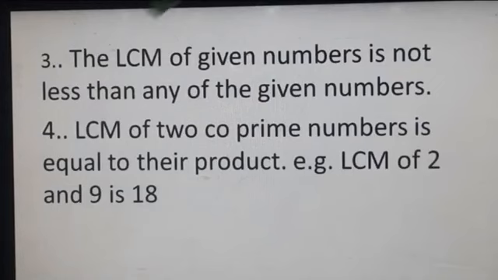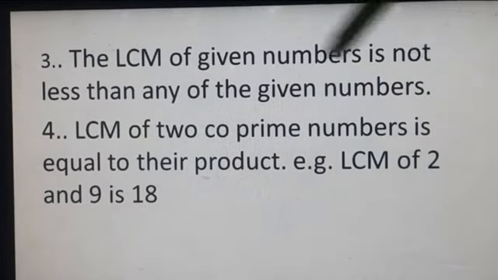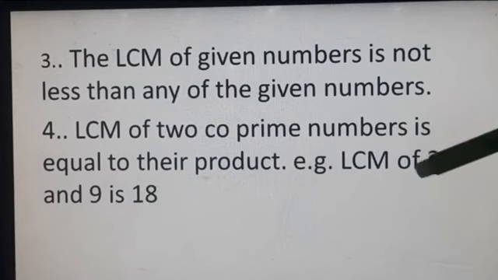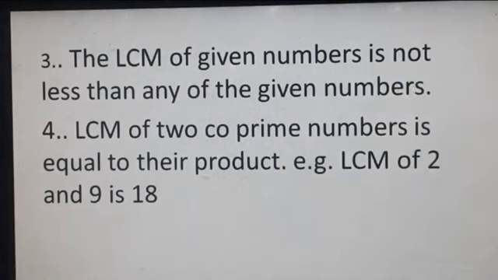Rule number 3. The LCM of the given numbers is not less than any of the given numbers. If the numbers are given to us and we have to find out the LCM, LCM is not less than any of the given number. Let's understand. Find the LCM of 2 and 9. Then LCM of 2 and 9 is 18, which is not less than 2 and not less than 9. Understood?